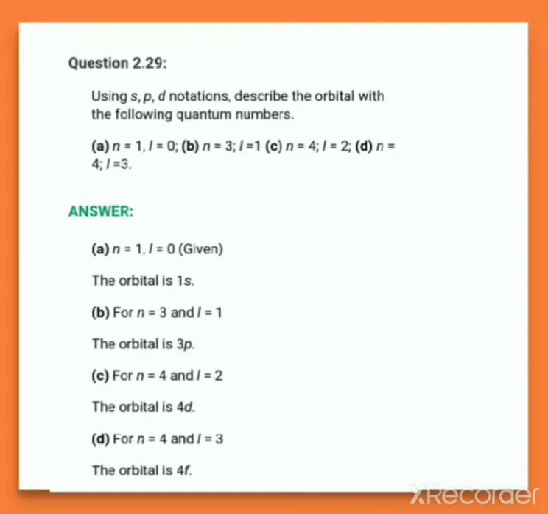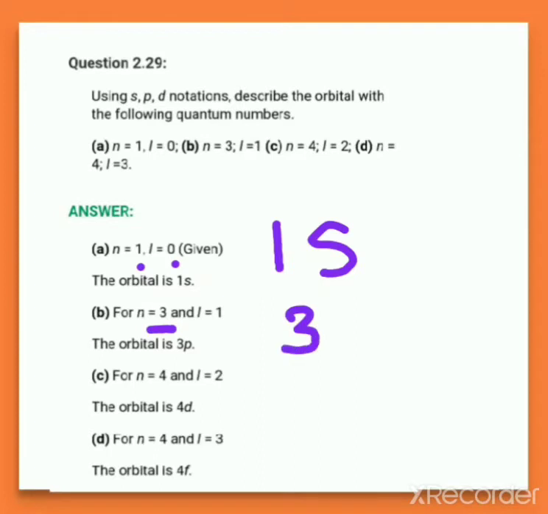Next question. Using spd notation, describe the orbital with the following quantum numbers. Some quantum numbers are given, and we need to give the orbitals using spd notation. First one, n equal to 1, l equal to 0. That means the principal quantum number is 1, and s is given by l equal to 0. It is 1s.